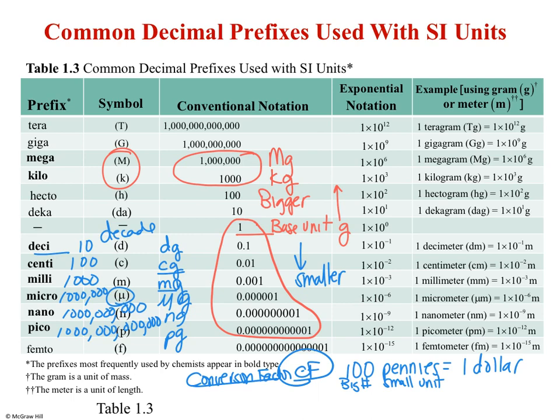What's bigger, 100 or 1? Hundreds, that's your big number. What's smaller, pennies or dollar? Pennies. So the big number always goes with the small unit, okay? You cannot say 1 penny equals $100. You all would laugh at that, right? You would say, of course that isn't correct, okay?